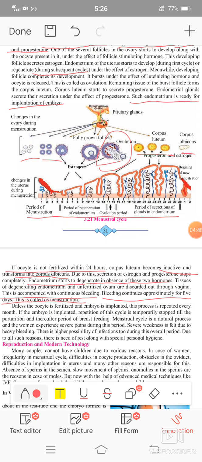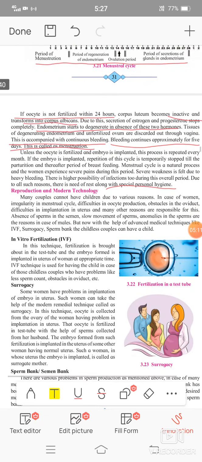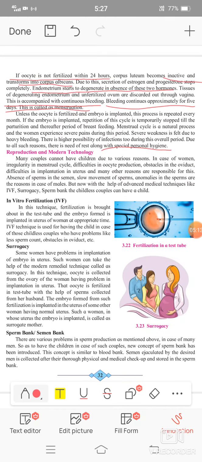We will discuss the point reproductive health after some time, but reproductive health depends, especially for females, on the menstruation cycle. Personal hygiene, special personal hygiene, is very very important for that period. After that, the menstruation cycle point is completed.